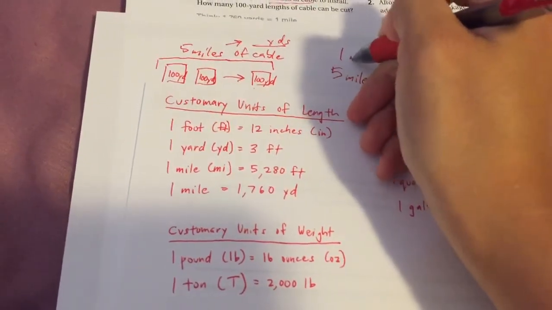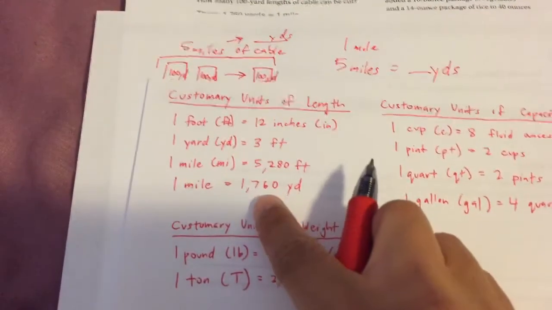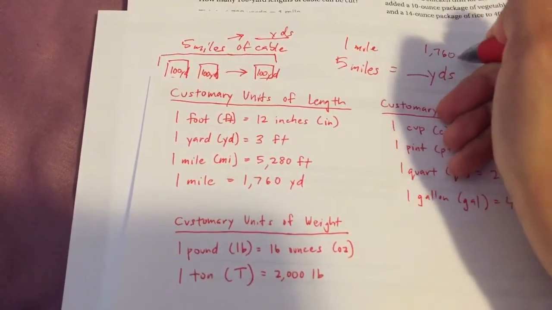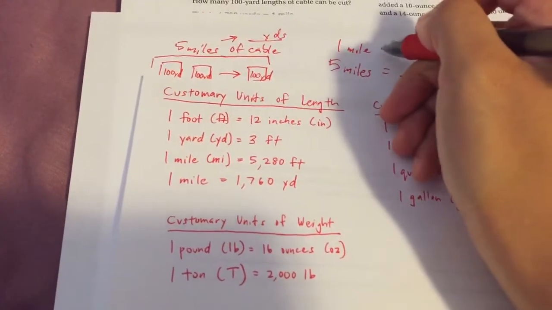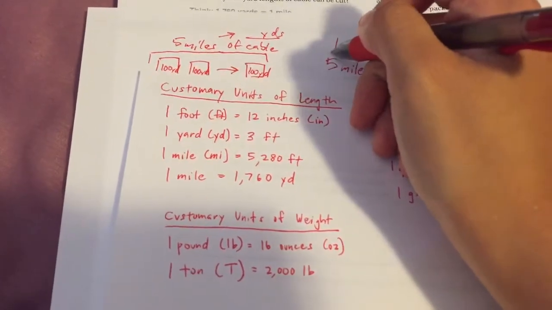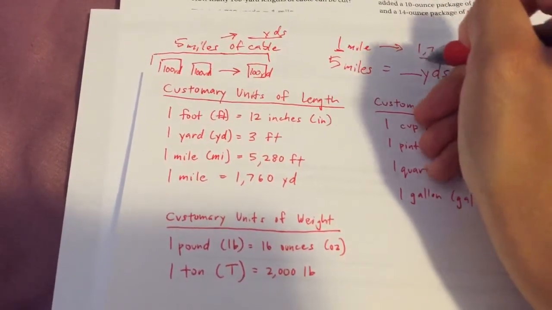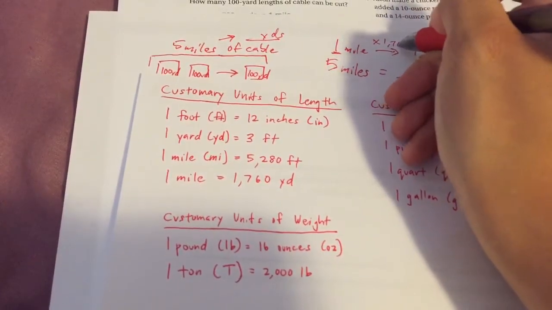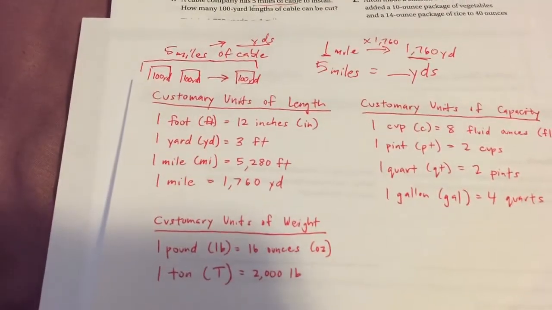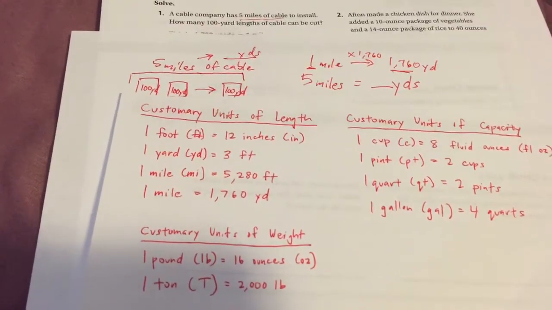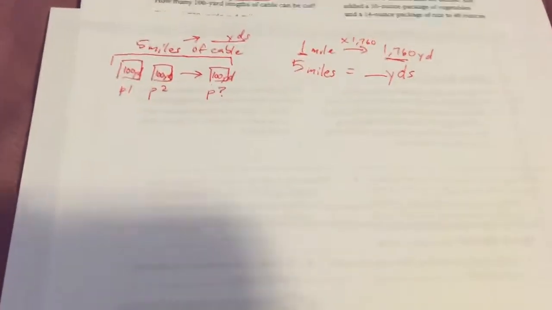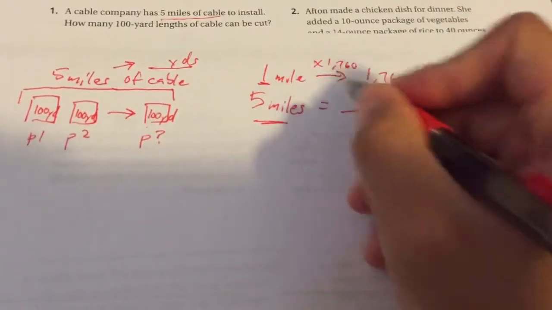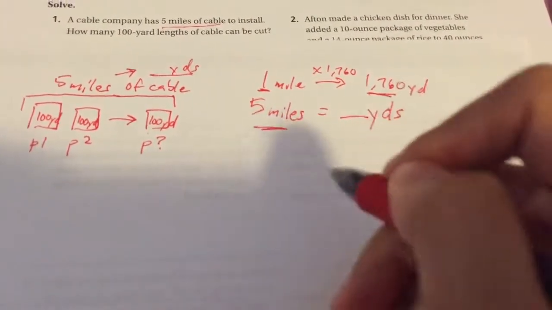1 mile, 1,760 yards. How do you get from 1 to 1,760? Well, it's getting bigger, so you're going to multiply by 1,760. Now this looks just like what we were doing for lessons 1, 2, and 3. From here, you do 5 miles times 1,760 to find the amount of yards.